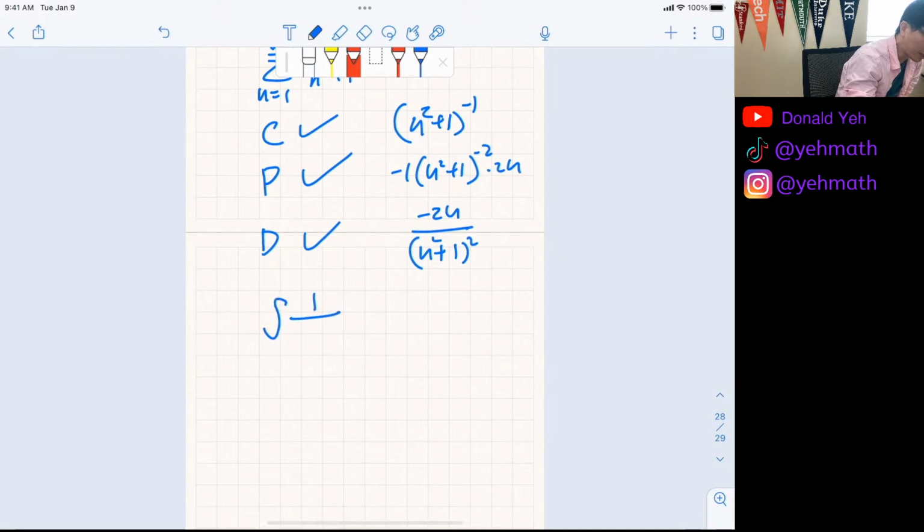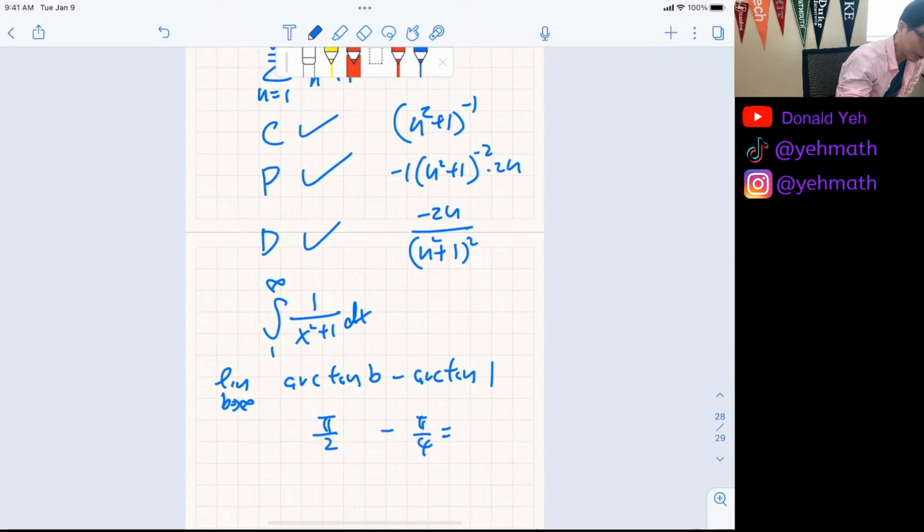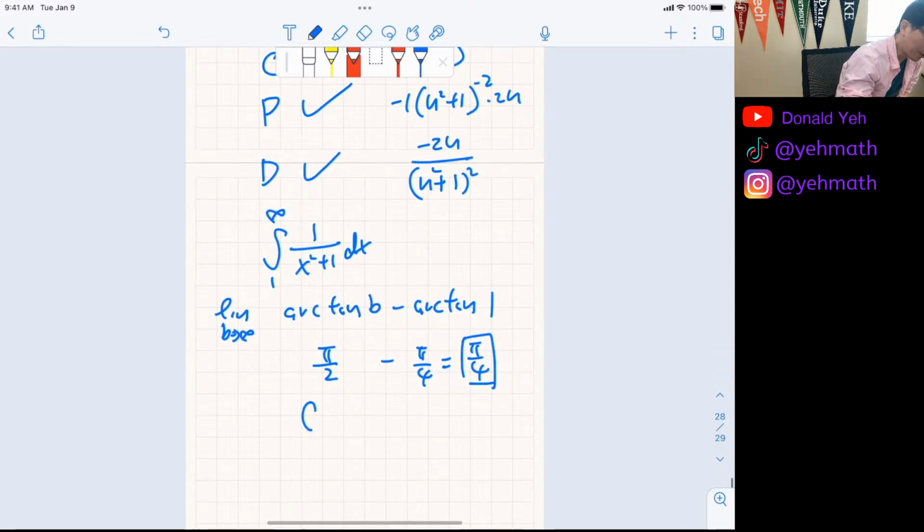With the integral of 1 over x squared plus 1 dx from 1 to infinity, this is just going to be the arctan of b as b approaches infinity minus arctan of 1. This is pi over 2 minus pi over 4, which is equal to pi over 4. So does this one converge or diverge? It converges.